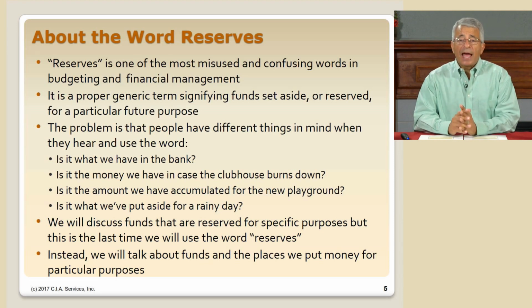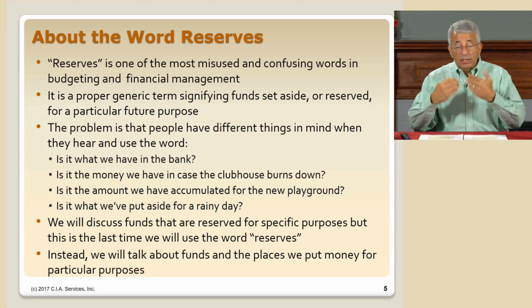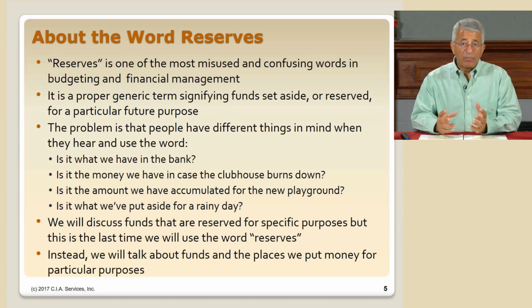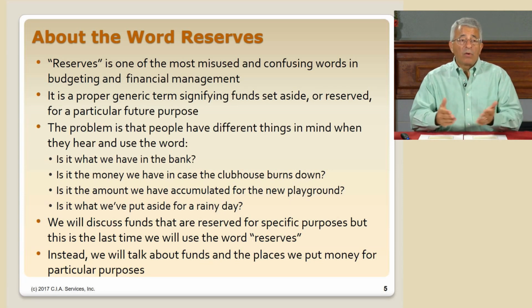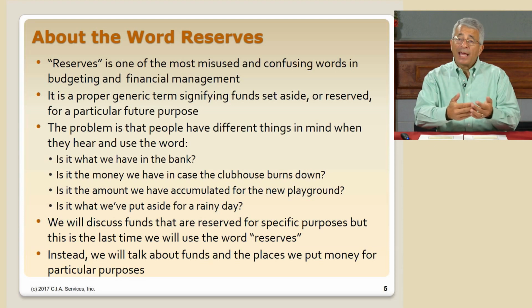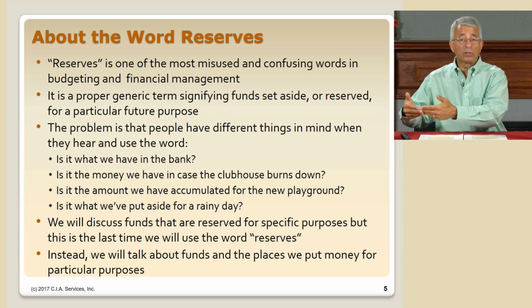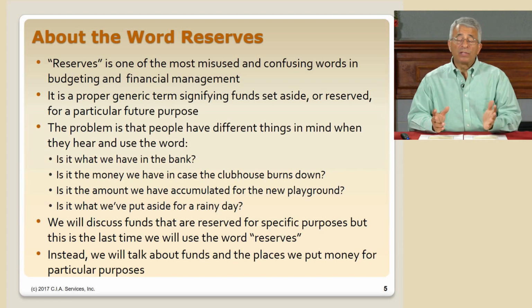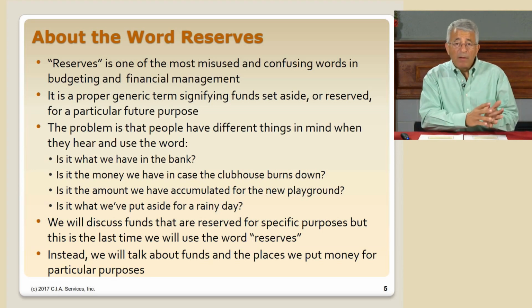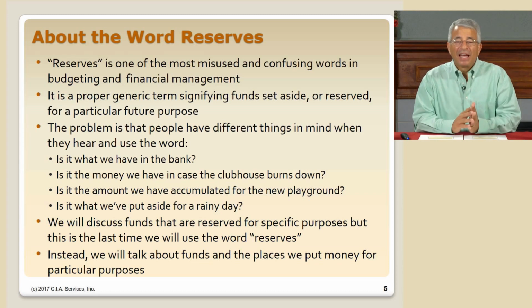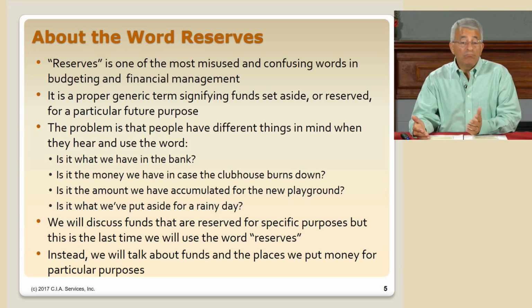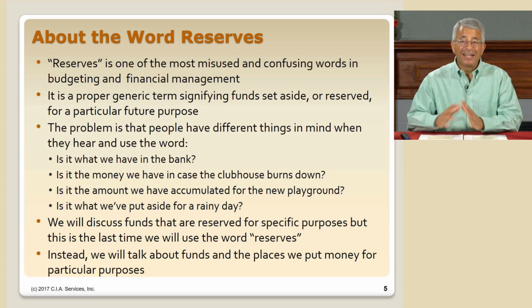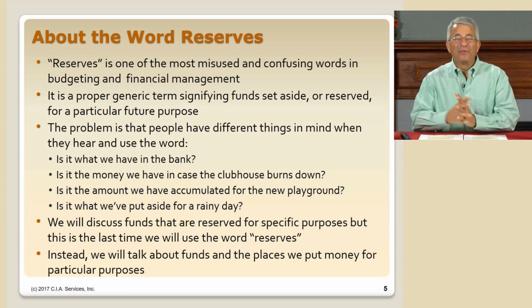The problem is that when someone hears that, or when some people say that, they really have something different in mind. I've heard board members indicate that our reserves are what we have in the bank. So they look at the bank statement and they say that's what our reserves are. Or that someone may define reserves as the money we have put aside in case the clubhouse burns down. Well, maybe, but you probably have insurance for that particular purpose. It's the amount we've accumulated for a playground. Okay. Or the favorite one that's sometimes used is, it's what we put aside for a rainy day. Maybe a contingency fund might be a better way to describe that.